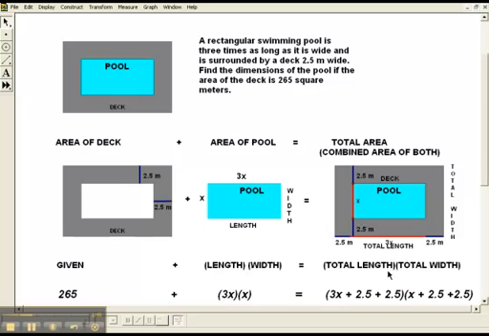Now, the total length of the pool and deck combined can be found by taking the length of the pool, the 3x, so in this diagram here, the 3x is the red line segment, plus the 2.5 meter width of the deck on each side. So the total length is this blue line segment, the 2.5 meter width, plus 3x plus 2.5, or 3x plus 2.5 plus 2.5. The total width of the pool, or excuse me, the deck and the pool, is the width of the pool, the x, plus the 2.5 meters of decking on each side of the pool. So the total width would be x plus 2.5 plus 2.5.